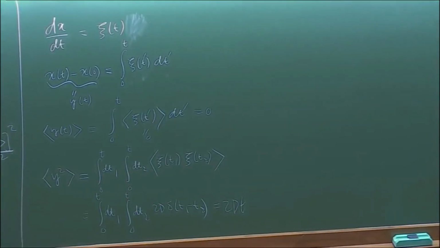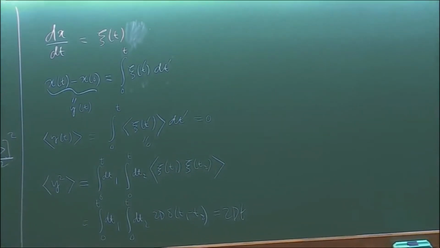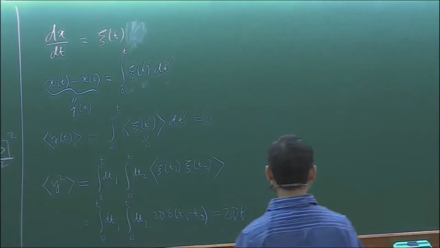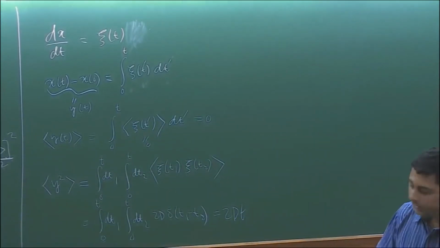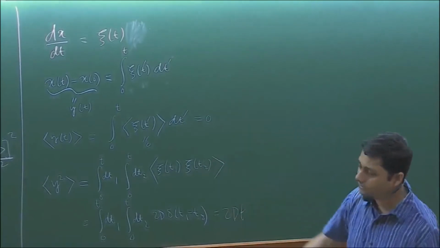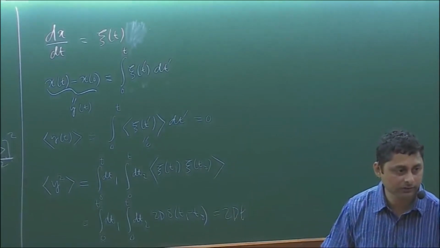So sometimes you don't have to go through actually solving the differential equation. If you know that your system is linear, you can just find the distribution by knowing the mean and the variance, which is easier to compute than actually solving the differential equation.